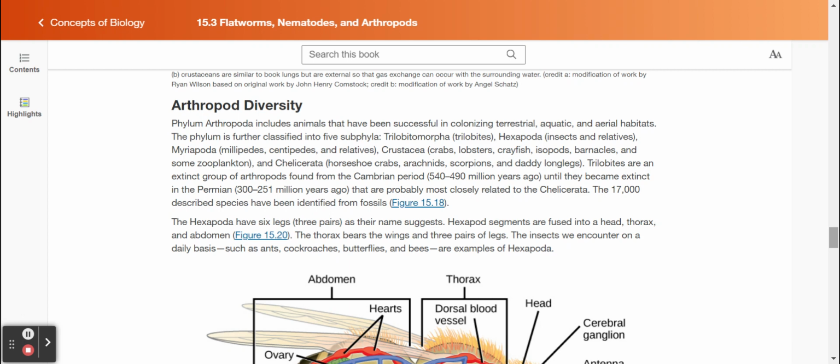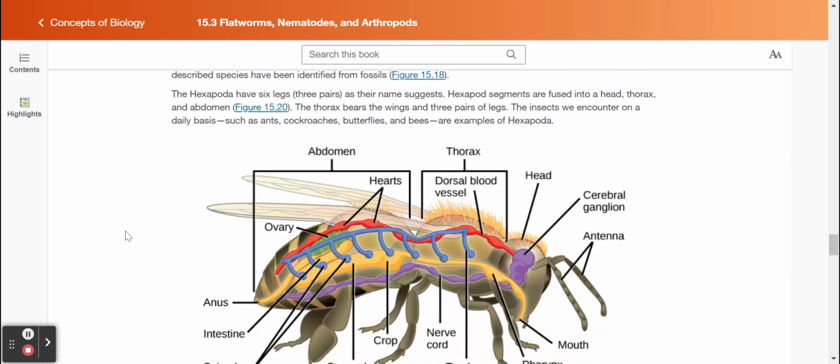The hexapoda have 6 legs, 3 pairs, as their name suggests. Hexapod segments are fused into a head, thorax, and abdomen. The thorax bears the wings and 3 pairs of legs. The insects we encounter on a daily basis, such as ants, cockroaches, butterflies, and bees, are examples of hexapoda.